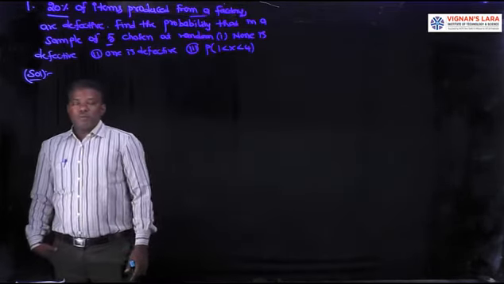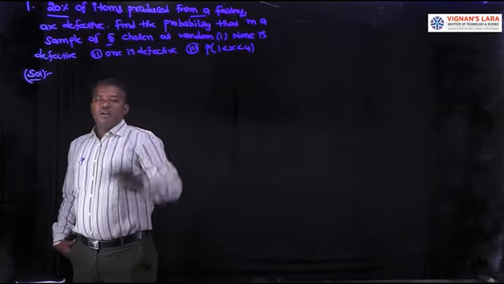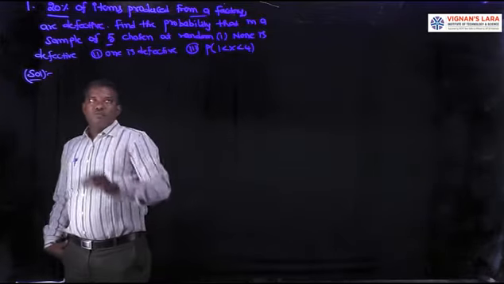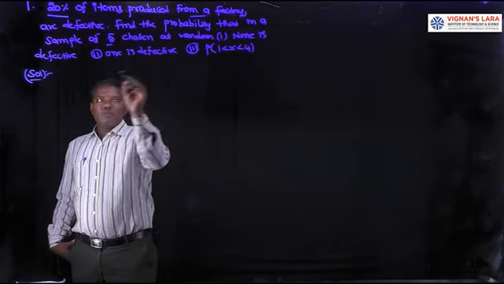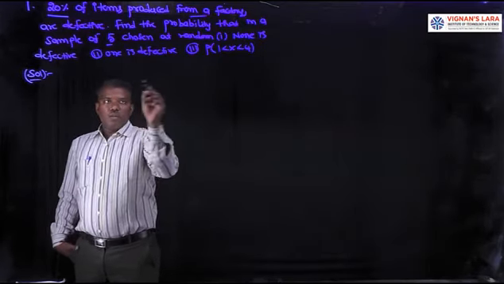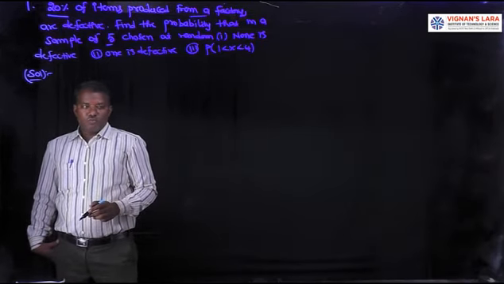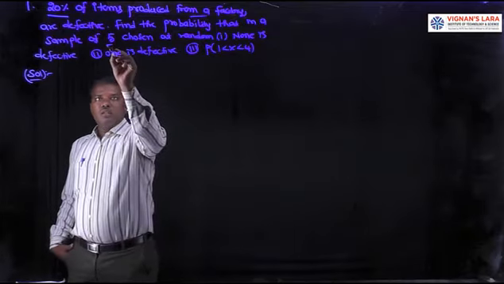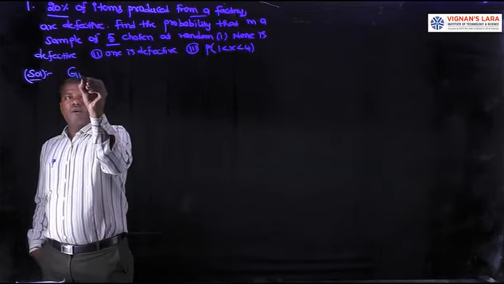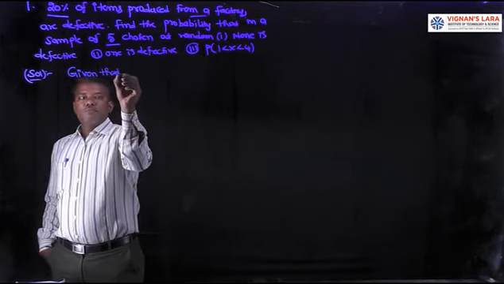And coming to the problem, 20% of items produced from a factory are defective. So what is the success here? Getting a defective item. Find the probability that in a sample of 5 chosen at random, none is defective, 1 is defective, and P of 1 less than x less than 4. So here in this experiment, n is given as 5, small n is equal to 5.